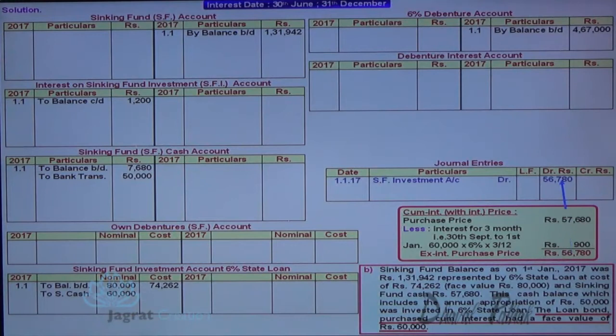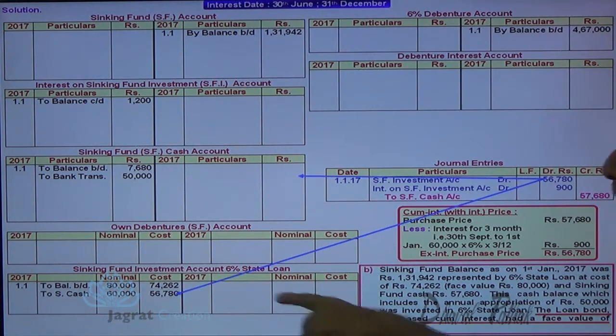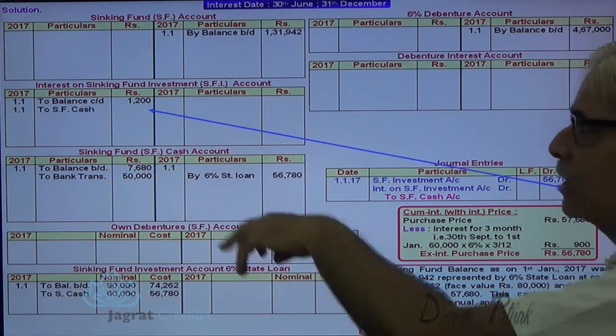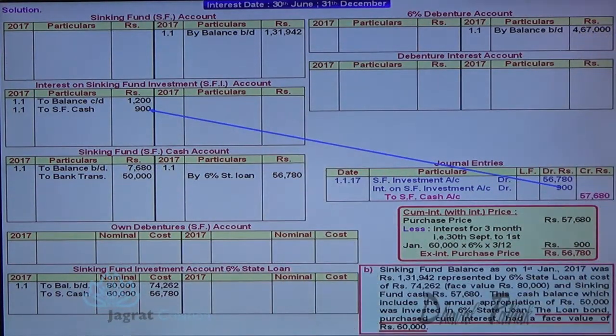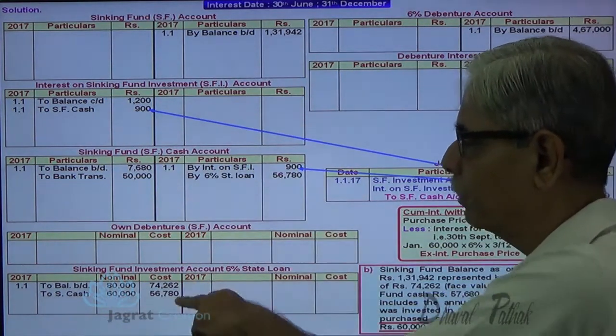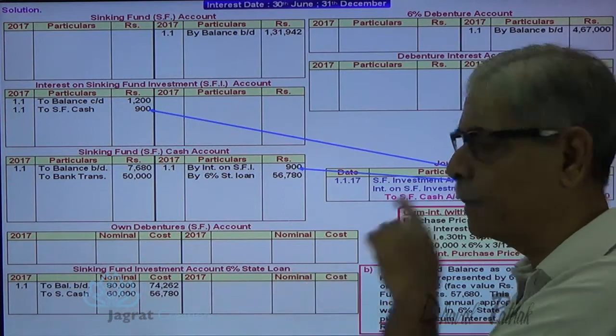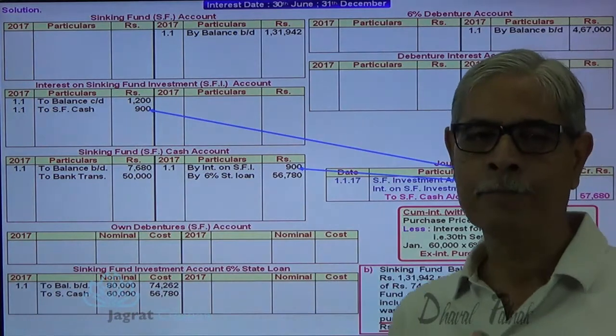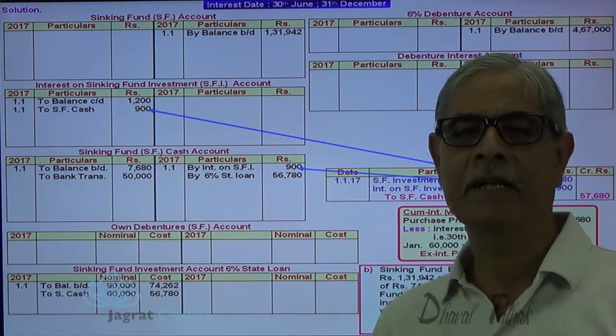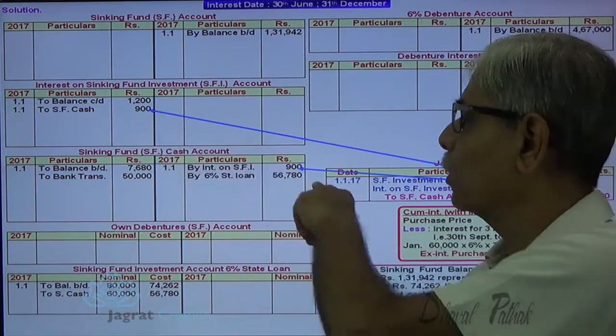Sinking fund investment account debit. Interest on sinking fund investment account debit, to cash account credit. So investments are purchased, cash is paid, cash account is credited. This interest paid is debited to interest on sinking fund investment account, and cash account is to be credited. This is how this cash balance is applied for purchase of this 6% state loan, and this total amount 57,680 is a cum interest price. So the interest element is to be disassociated, and it is recorded in this fashion.